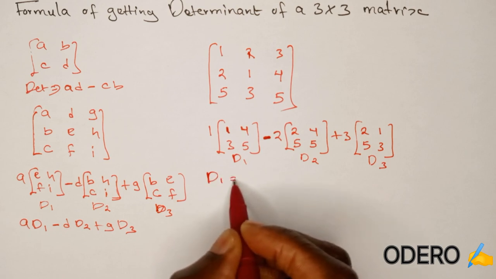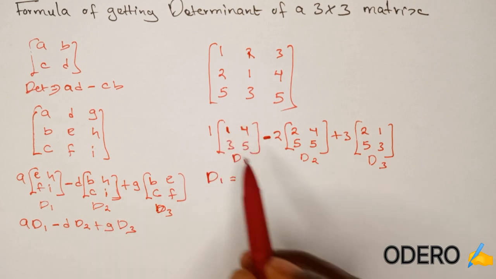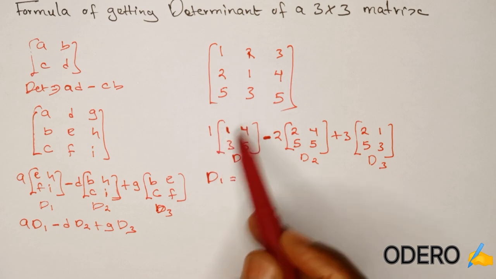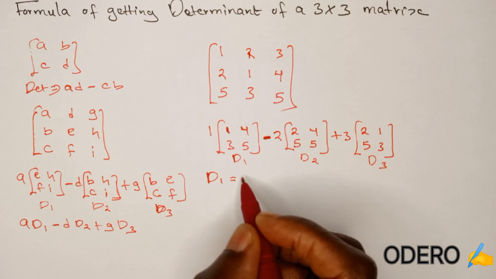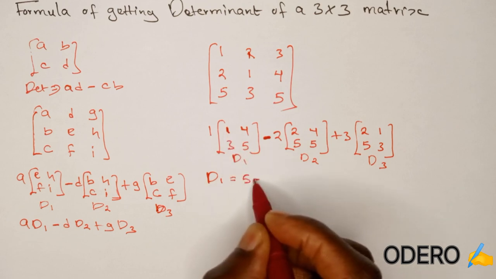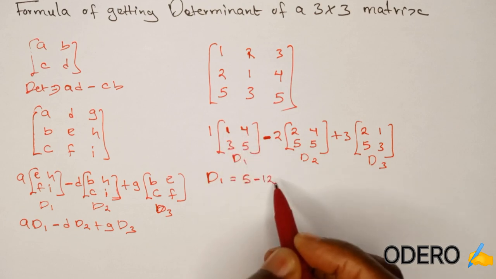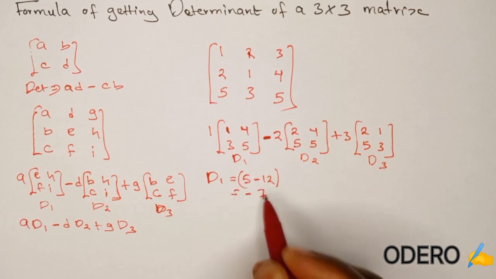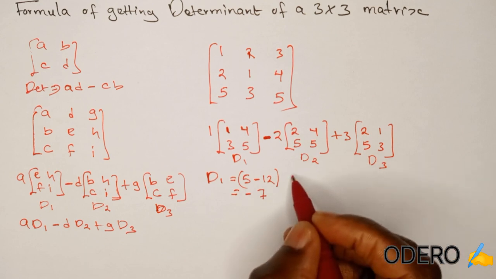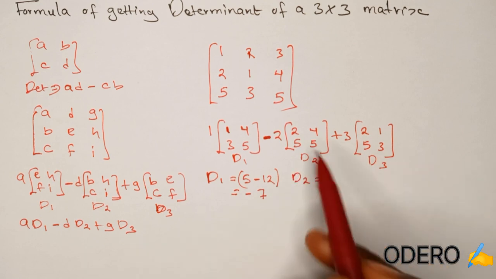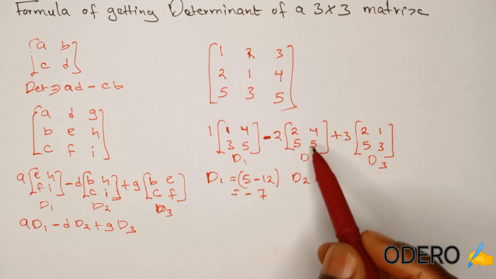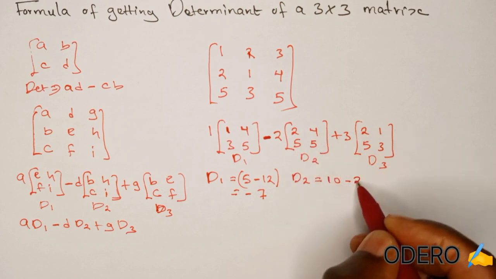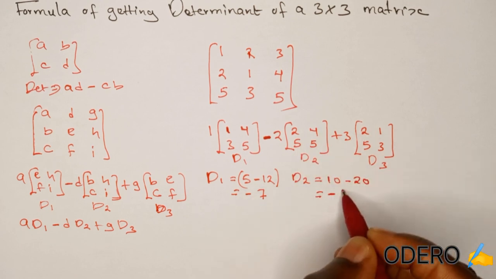Our D1 is simply the determinant of this matrix. So we say the determinant of a 2 by 2 matrix is the product of the major diagonal minus the product of the minor diagonal. This one will be 5 times 1 is 5, minus 3 times 4, which is 12. Simplified, it gives you negative 7. Then we have D2. We find the determinant of this matrix: 5 times 2, that is 10, minus 5 times 4, that is 20. Simplified, this one will give you negative 10.